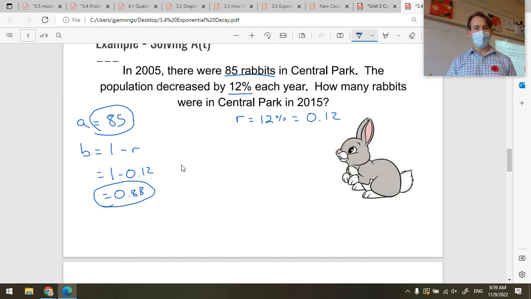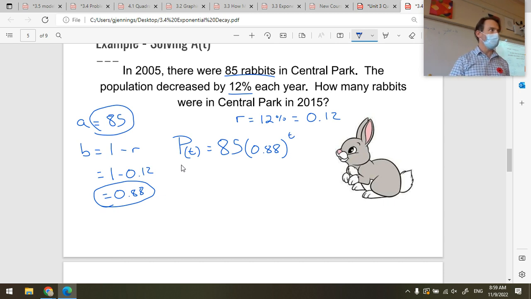So I can now create a function. The population of bunnies is a function of time, and it's equal to the initial value multiplied by the growth factor raised to the power time. Every year, we're going to multiply by that growth factor to reduce the number of bunnies. So, what time are we interested in? Well, we started in 2005, and we're interested in after 10 years in 2015, how many bunnies will there be?